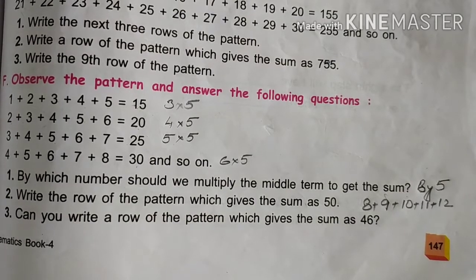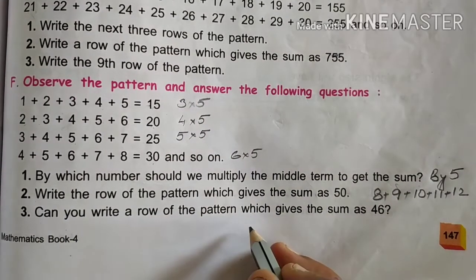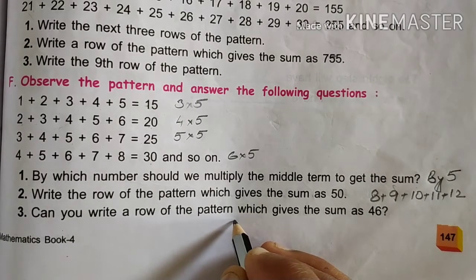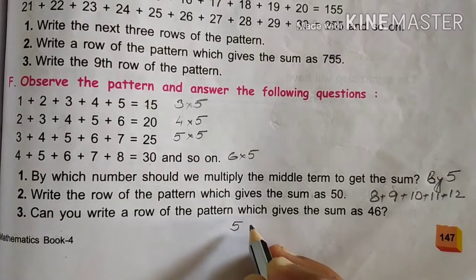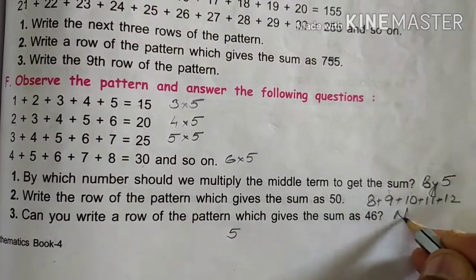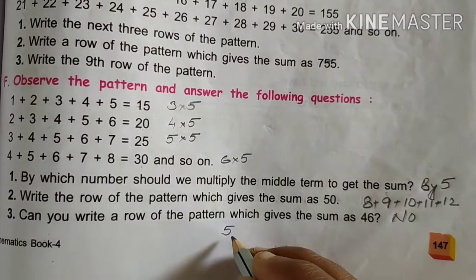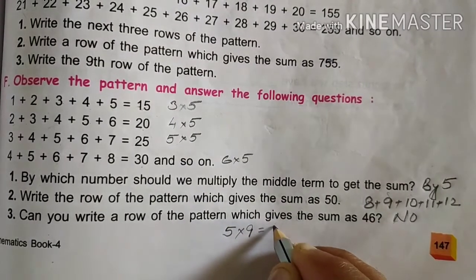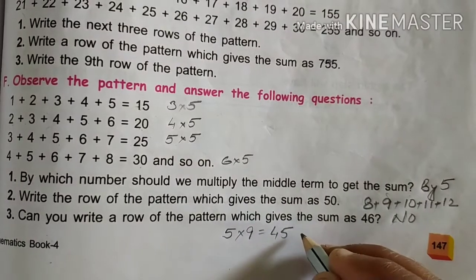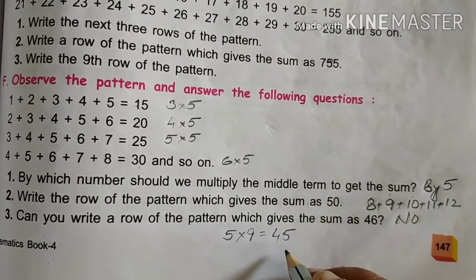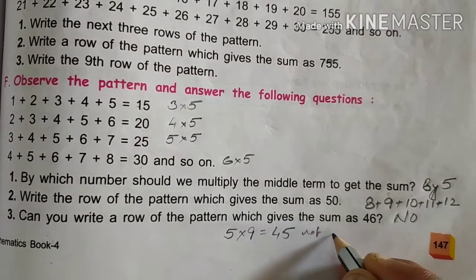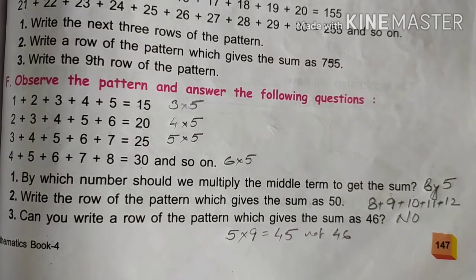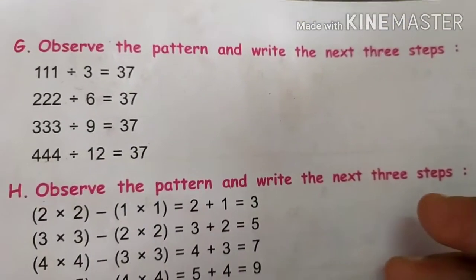No. Why is it? Because we can't get 46 in the table of 5. So the answer is no. We can't get 46, but we are getting 9 fives are 45, not 46. Right? So we can't write any row. Is that clear? Okay, next question.